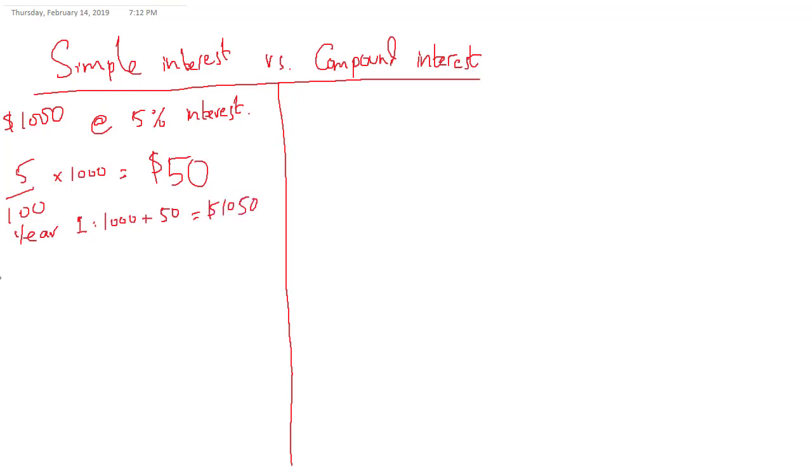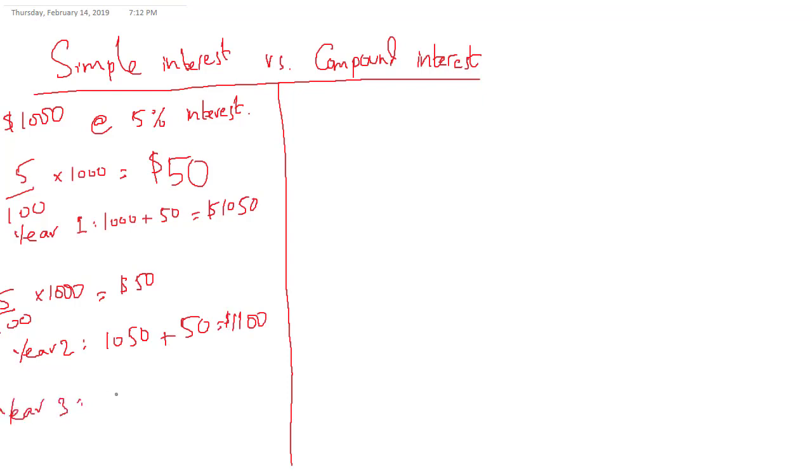By the end of year 2, you will again receive an interest of $50 because remember, your principal amount is still $1,000 because that's how simple interest works. So by the end of year 2, you will have $1,050 from previous year plus $50 from year 2. That is $1,100. Similarly, by the end of year 3, you will have $1,150.